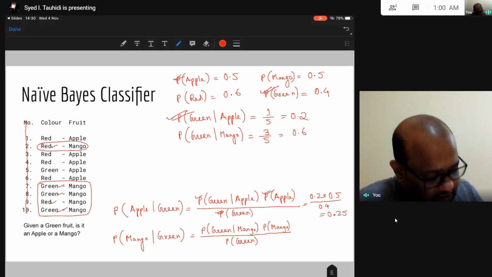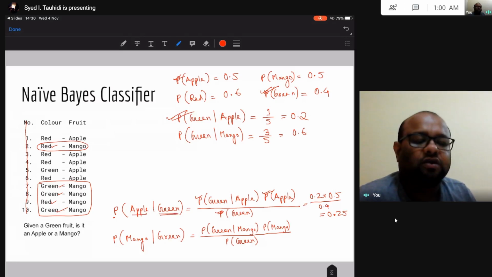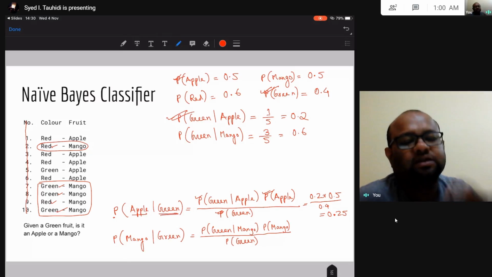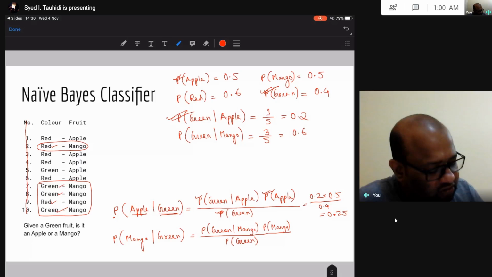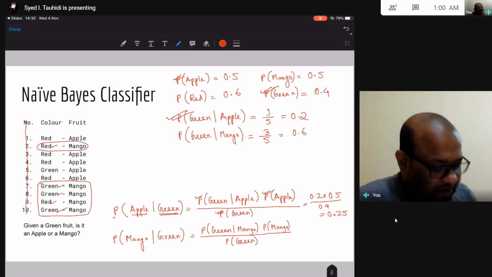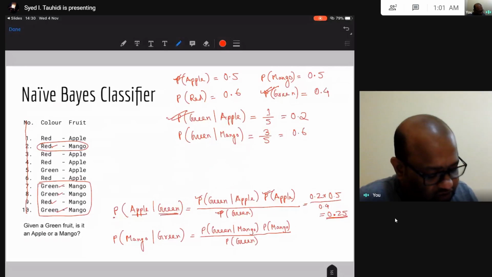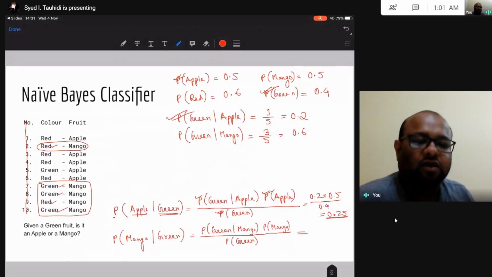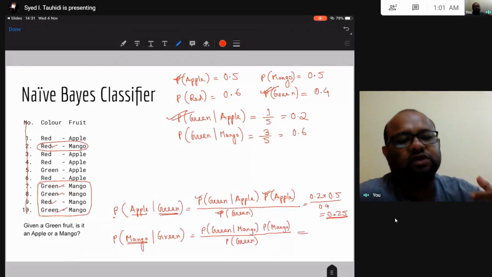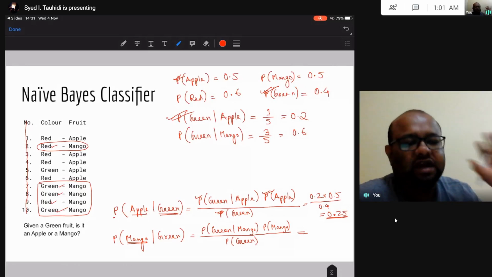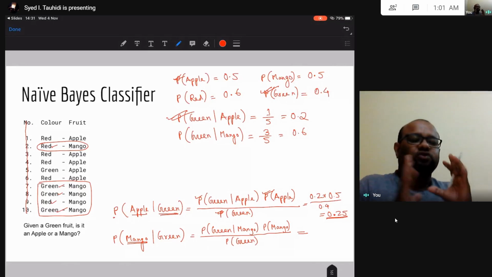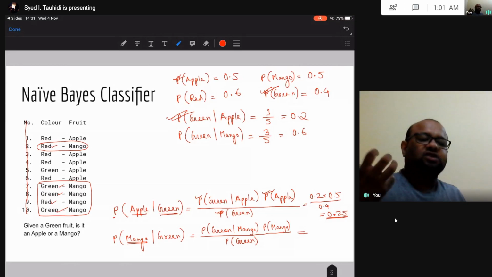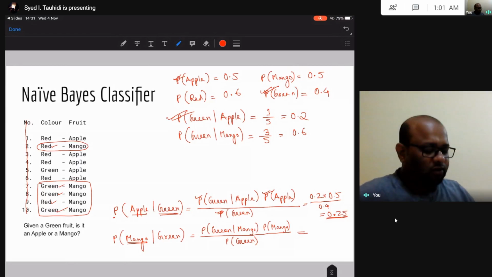Alright. Now, what did I figure out? I figured out the probability of apple given that the fruit is green. Given that the fruit is green, what is the probability that the fruit is an apple? There is only a 25% probability that the fruit is an apple. So that would mean there is going to be a 75% probability that the fruit is a mango, because given that the fruit is green, the probability of it being an apple and the probability of it being a mango together should give me 100% probability, right? There are only two kinds of fruit in our universe, apple and mango. But let us calculate that.